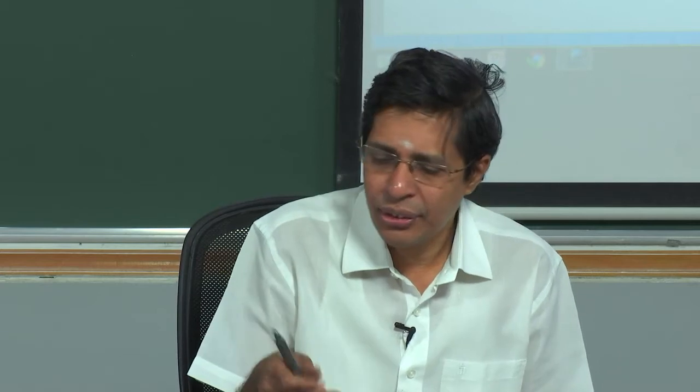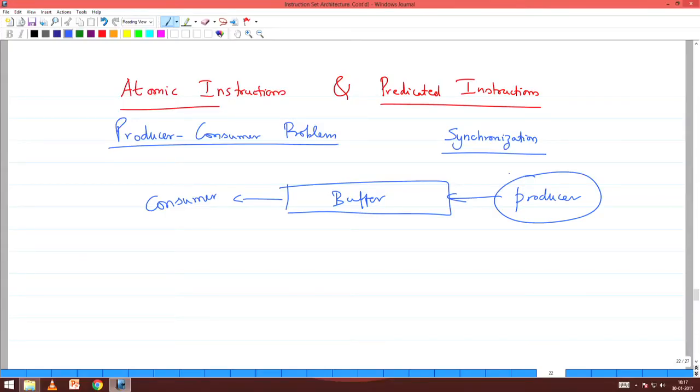Now let us look at the simplest version of this problem, where there is one producer producing into this buffer, and one consumer consuming away from this buffer. Are you able to understand? So this is one process. Process means what? A program in execution.